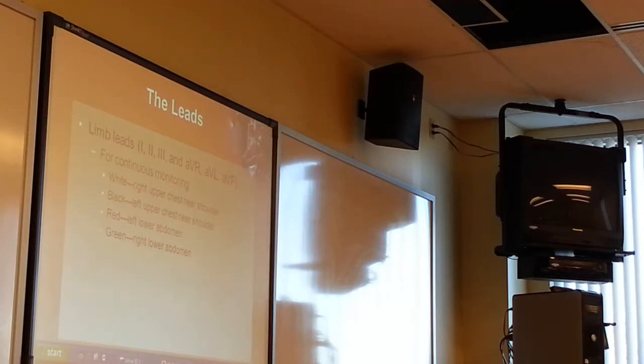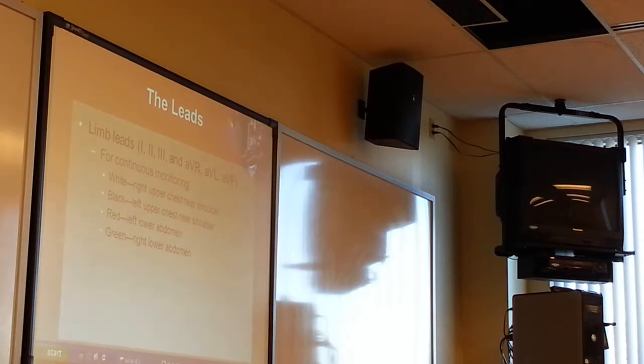Okay, limb leads. Leads 1, 2, and 3, AVR, AVL, and AVF. The white one goes on the upper right side, on the chest and shoulder right here. The black one goes on the left upper chest, near the shoulder. Then we have the red one and the green one.